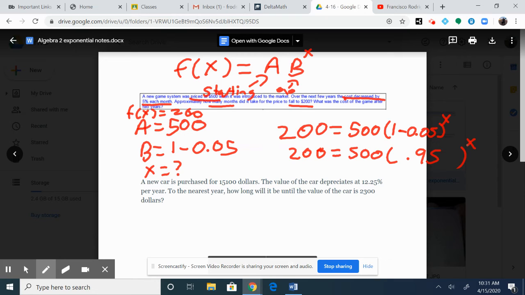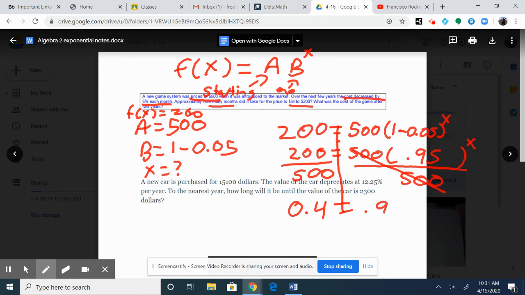So, to go ahead and solve this, what we need to do is we're going to go ahead and divide by 500 on both sides. So we're going to divide by 500 on both sides. And we should have 0.4 equals 0.95 to the power of x.